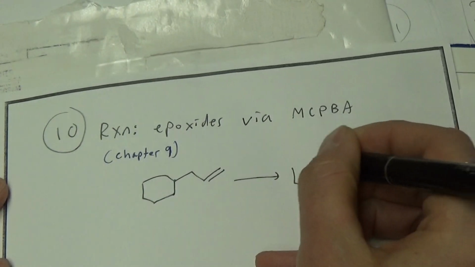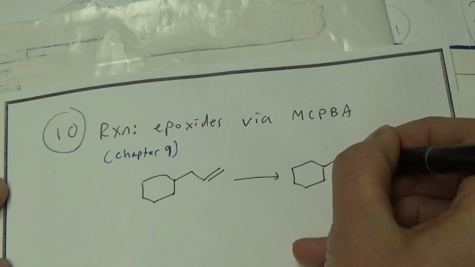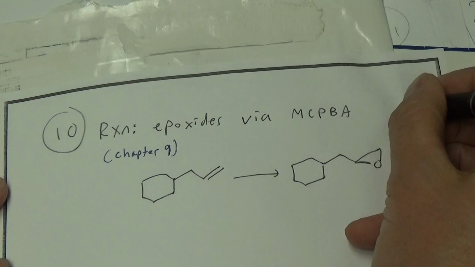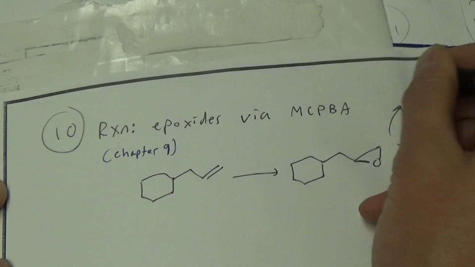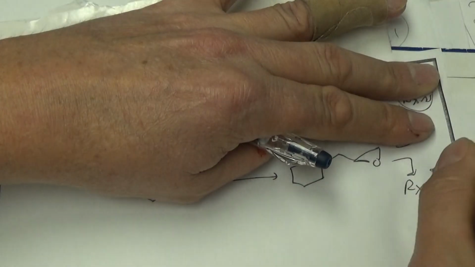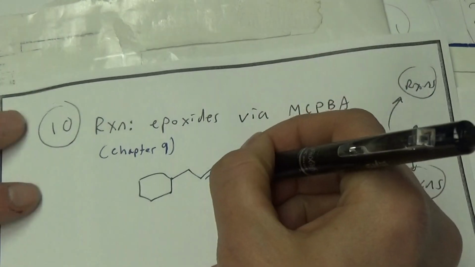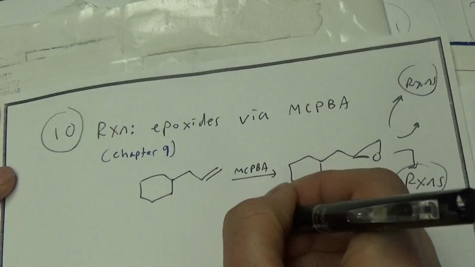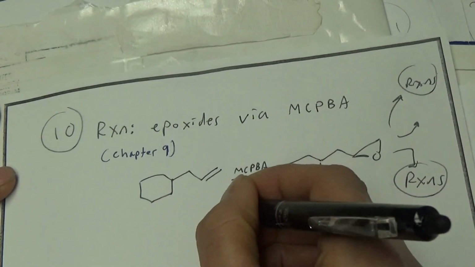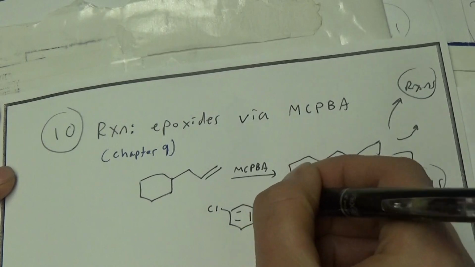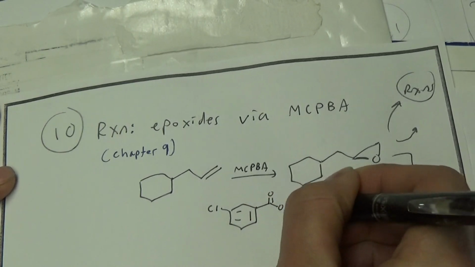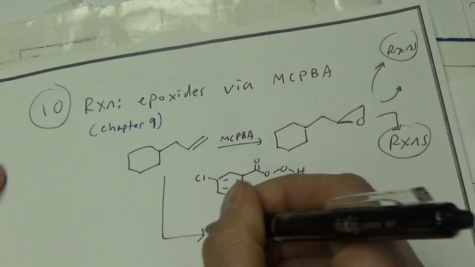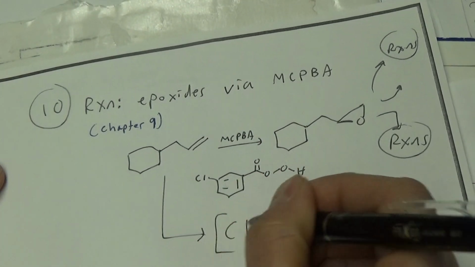So if you want to make an epoxide, which are really cool because there's a bunch of reactions you can do to them, openings and everything, you can use MCPBA, which was metachloroperoxybenzoic acid, and this was all chapter 9, so I'm going to refer you to chapter 9.